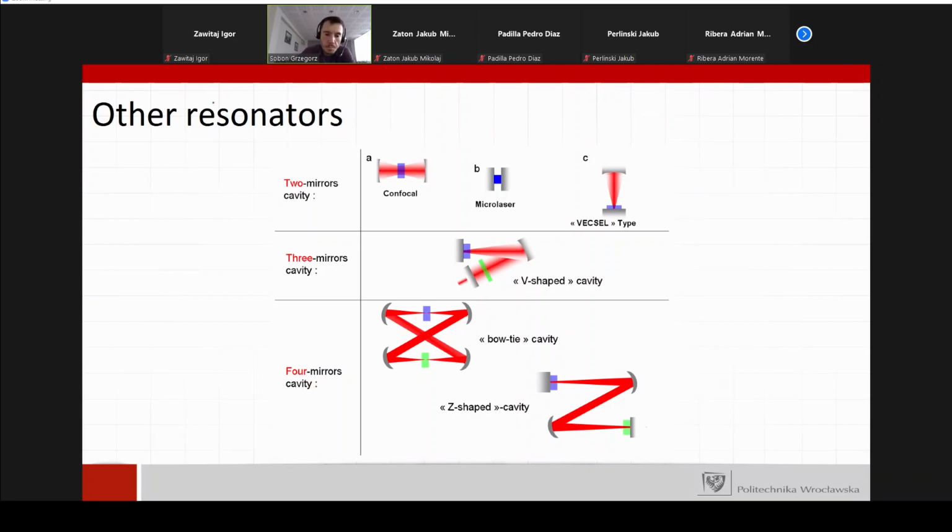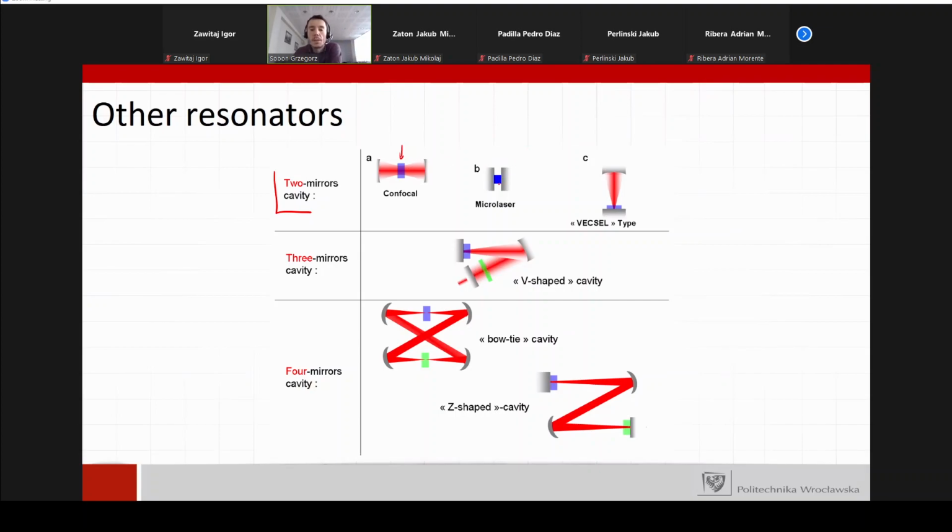So we can increase the number of mirrors used in the resonator. The simplest approach is, of course, the two-mirror cavity. This is an example of the confocal cavity. The gain medium here, marked in blue, is usually placed in the waist of the beam, where it has the smallest radius, so in the focal point of the cavity, because we usually want to have the highest intensity of the beam in the gain medium.